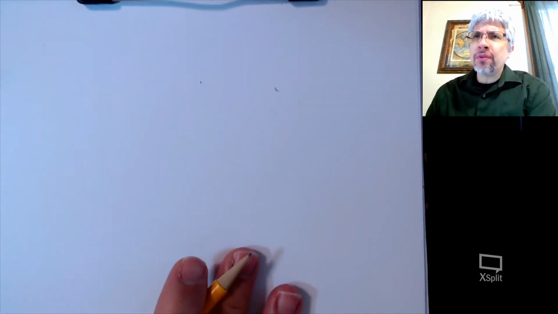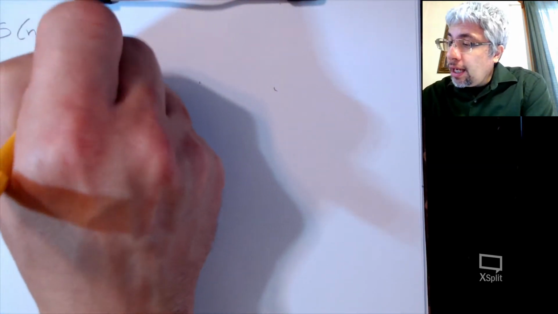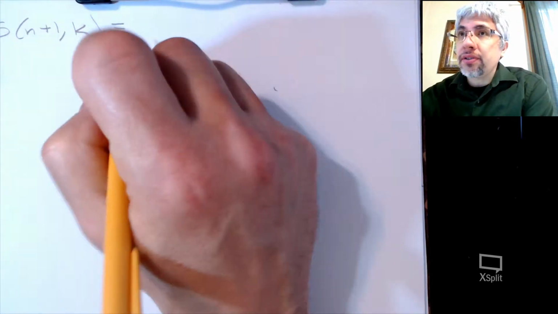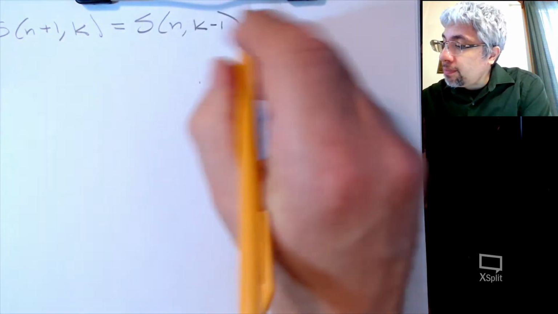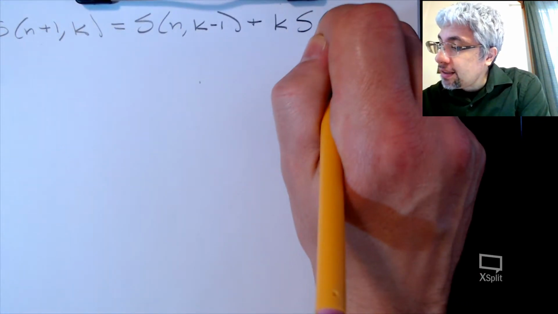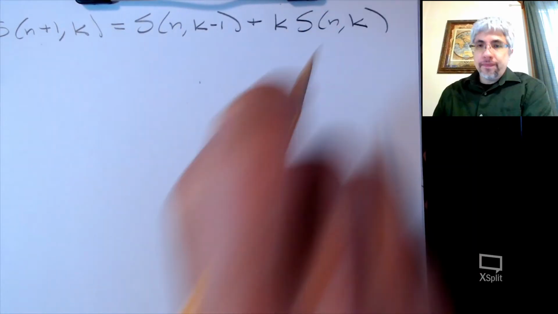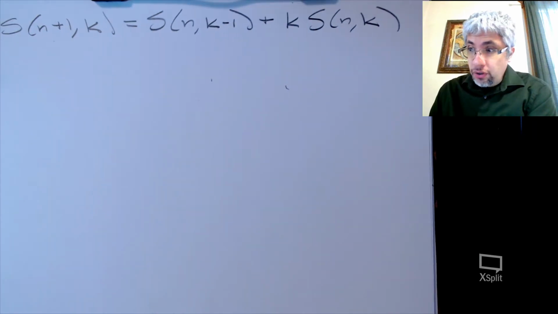And let's write it down one more time. It might remind you of another formula that we have. What this is saying is that S(n+1, k) is going to be, well, these each get lowered by 1, and then I have k times S(n, k). Okay, this looks a lot like Pascal's formula.